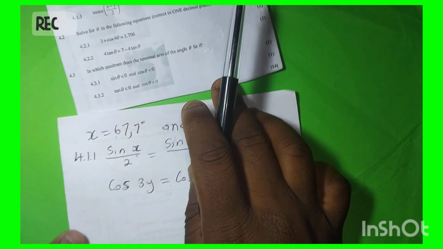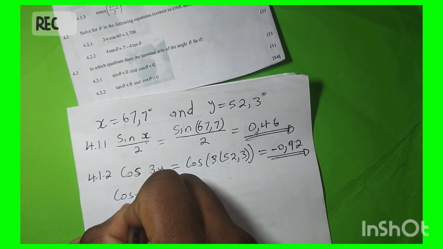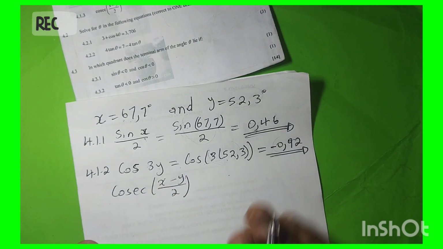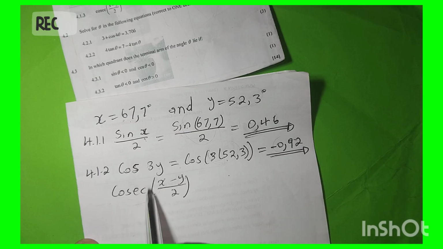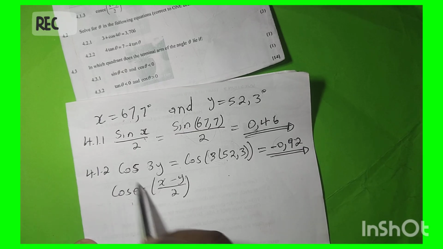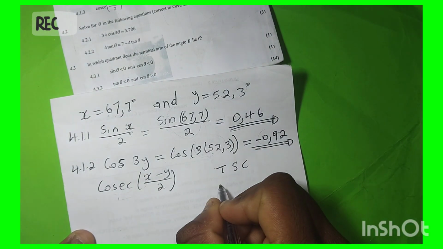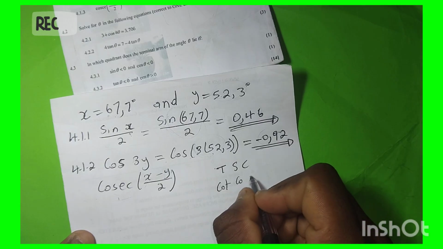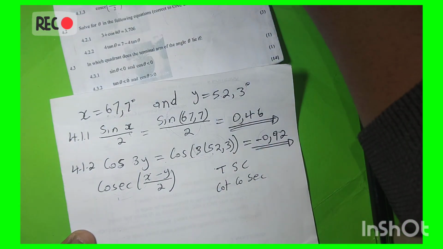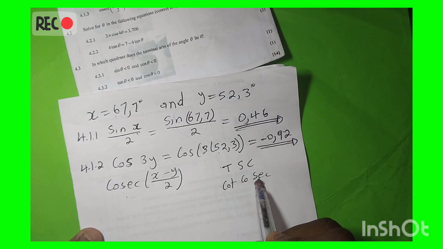Then for the last question, this one is kind of tricky, but you can also do it, which is cosec of (x minus y) divided by 2. So when you see cosec, guys, you should know that cosec is the opposite of sine. But if you don't know that, you can even use your TSC. Say TSC, whereby here it's cosec. So what does that mean to you?